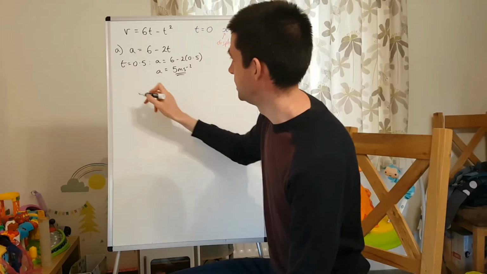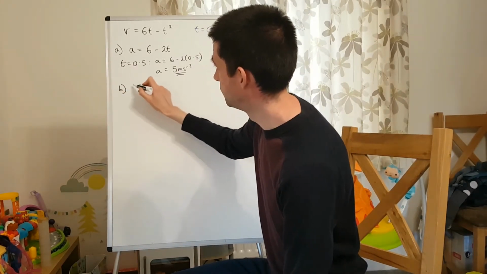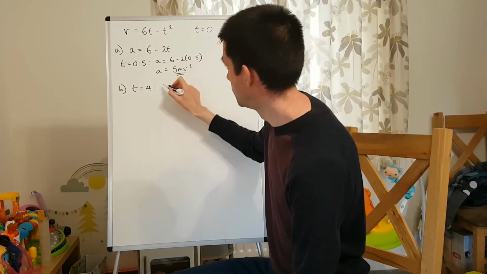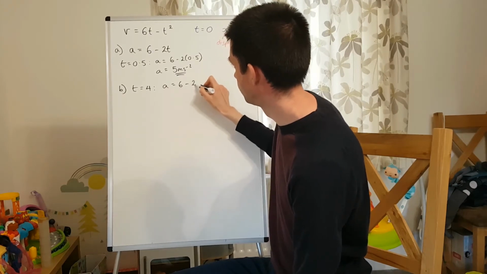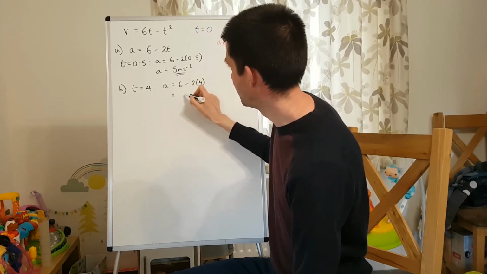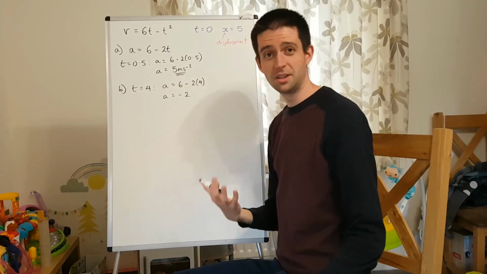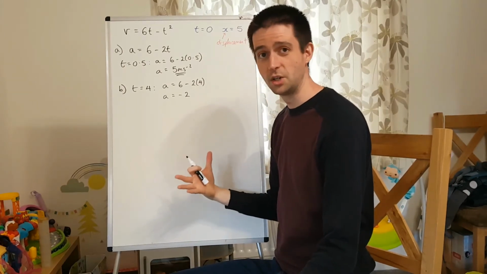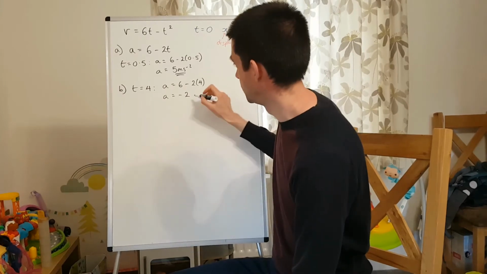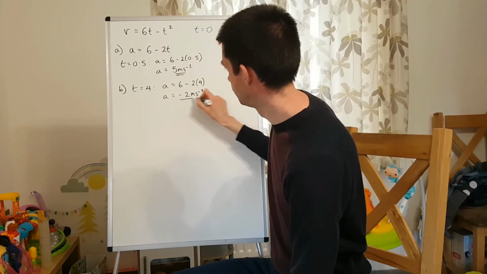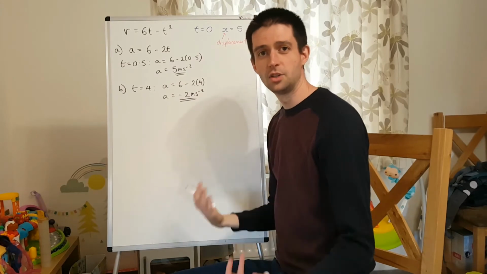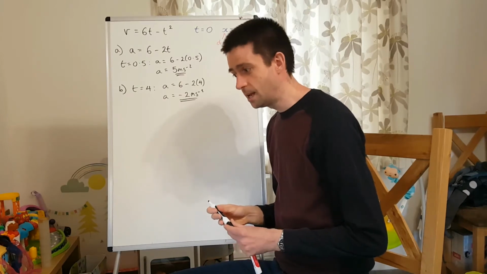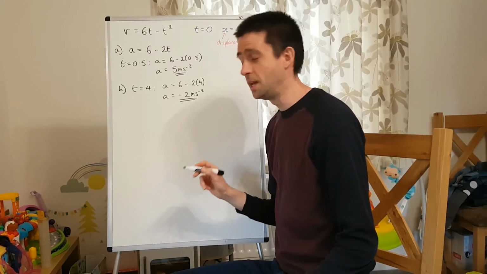Part B is asking us for the acceleration when t equals 4. So when t equals 4, we sub in 4 to our expression for acceleration, and we get negative 2. So what that means is at this point in time, the particle is actually decelerating. So it has a deceleration of minus 2. We've been asked for the acceleration, so we just state it as negative 2 ms to the minus 2. So a deceleration there.